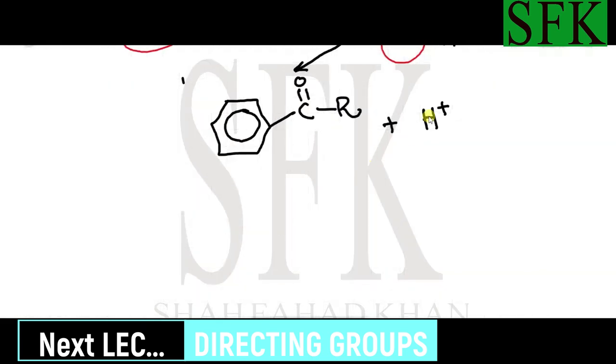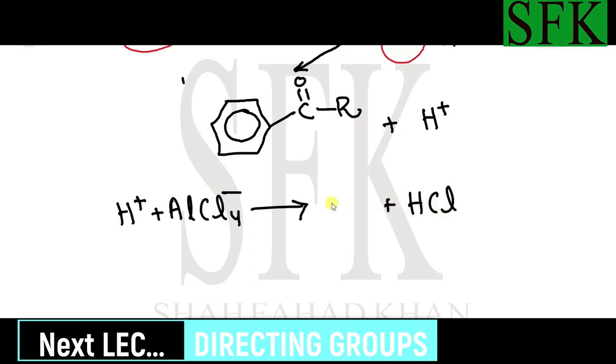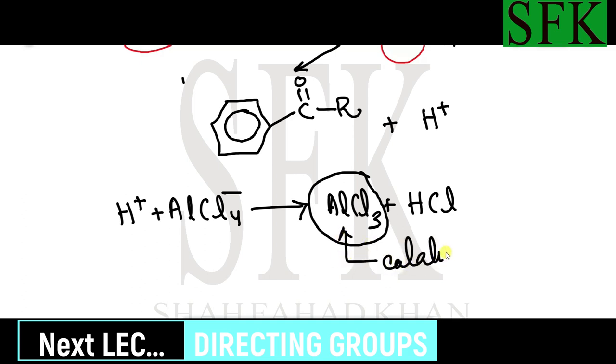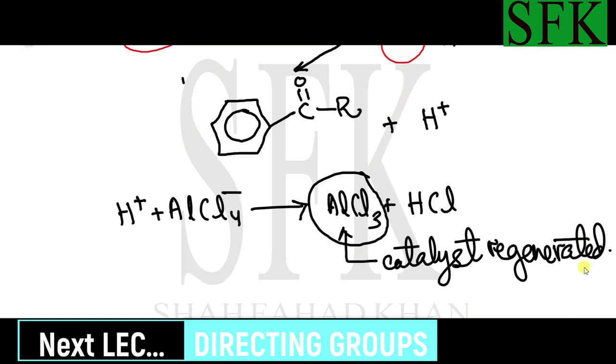Now this hydrogen ion, in the last step of this reaction, will combine with the AlCl4 negative and remove one of the Cl from it, forming HCl, and AlCl3 would be left. This AlCl3 has been regenerated. Since it was a catalyst, the catalyst gets regenerated in the end. This is a property of a catalyst: it takes part in a chemical reaction, but at the end of the reaction is chemically unchanged.